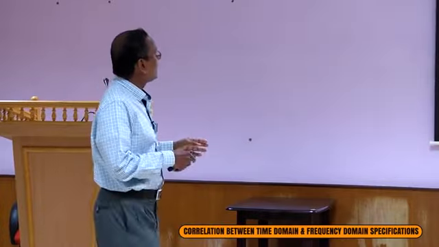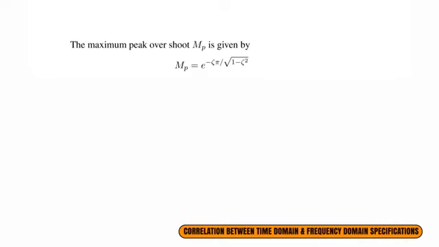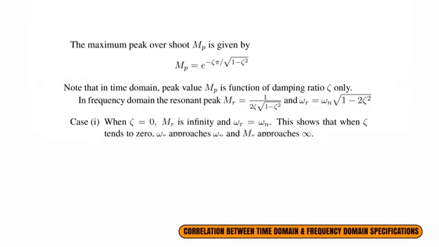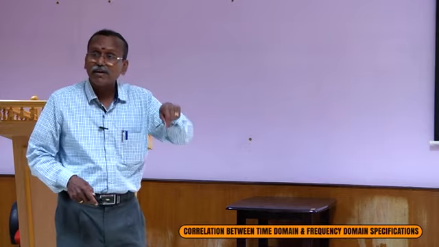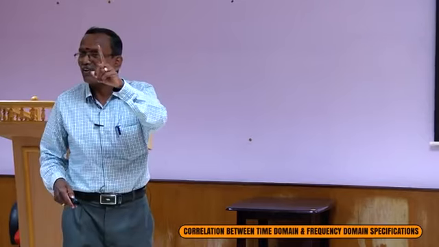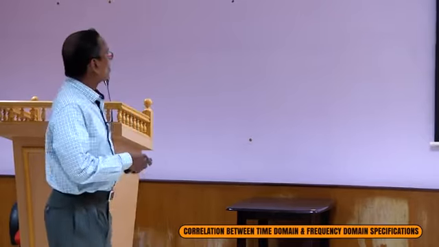In the time domain, Mp. In the frequency domain, Mr. The relation of Mr we already know in terms of zeta. So Mp is a function of the damping ratio zeta only. Mr is also a function of zeta only. When zeta equal to 0, Mr is infinity. Here, if you put zeta equal to 0 in the time domain, it becomes 1, the maximum value. Otherwise it is less than 1 only.